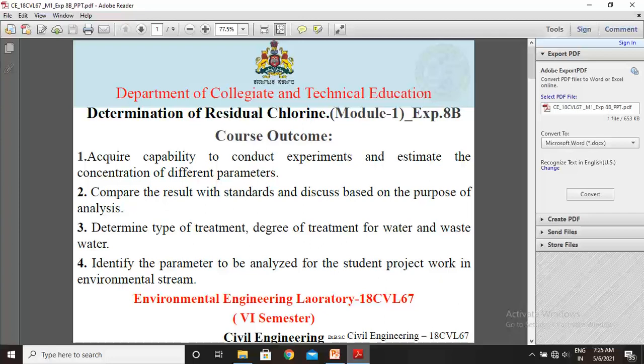Compare the results with standard and discuss based on the purpose of analysis. Determine type of treatment, degree of treatment for water and wastewater. Identify the parameter to be analyzed for the student project work in environmental stream. These are the outcomes, and the subject title is Environmental Engineering Laboratory and the subject code is 18 CVL 67. This comes under 6th semester in civil engineering departments.